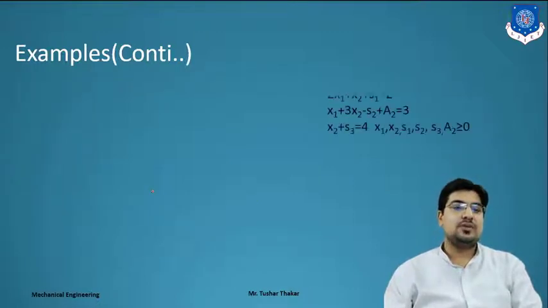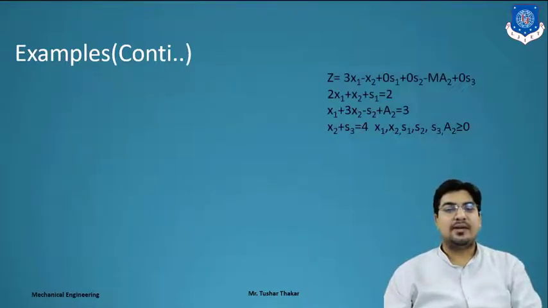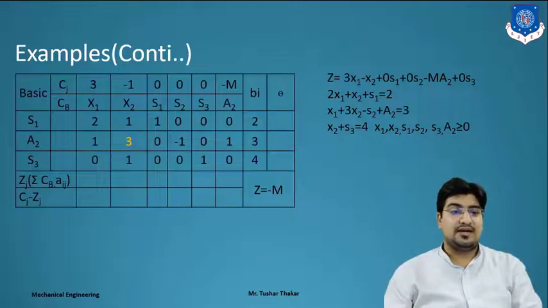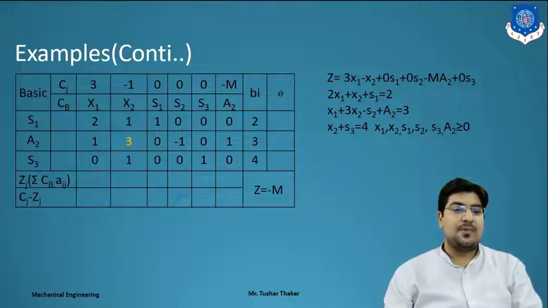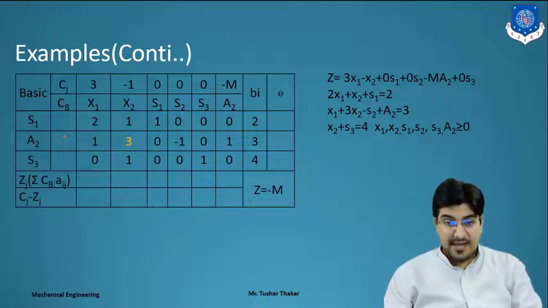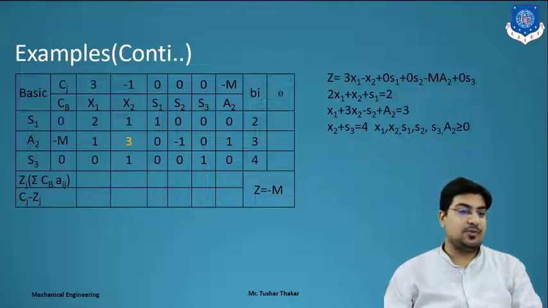So first we have to make a table using the various coefficients of the basics as well as the coefficients of all equations. We formulate the same table as we did in the simplex method. Here we indicate Cj, the objective function coefficients, and Cb, the basic coefficients. So 3, -1, 0, 0, 0, -M we write here for the objective function. The basics are s1, a2 and s3, where s1 is 0, a2 is -M, and s3 is 0. We put those values over here.